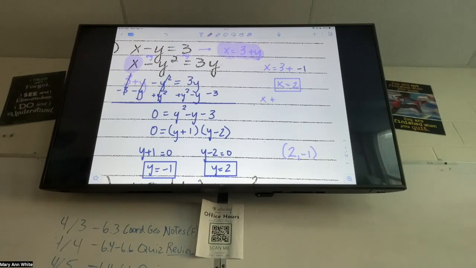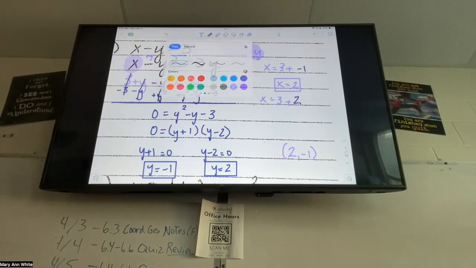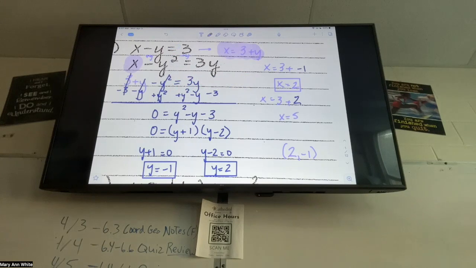And then we're going to do the exact same thing with 2. So we're going to do 3 plus 2 and see what we get there. And that's going to be x equals 5. So my other point is going to be 5 comma 2. So it sounds silly, but remember, x goes first, y goes second.